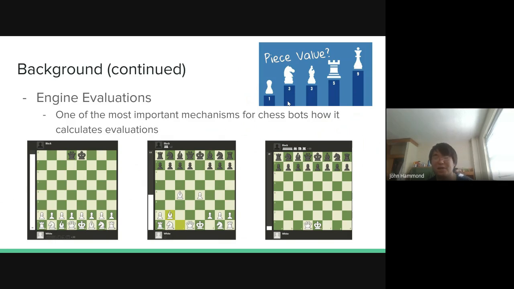So, for example, if you've captured your opponent's knight and pawn for free, and your opponent doesn't capture any of your pieces, you'd be up 4 points. That's what these numbers represent. But in the middle is a little bit more of an interesting board state.